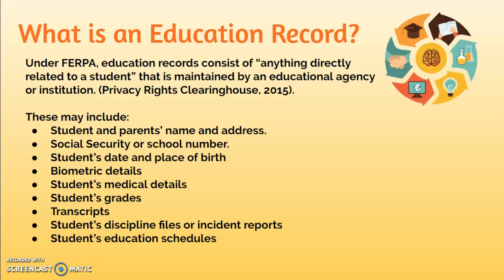What is an education record? So under FERPA, education records consist of anything directly related to a student that is maintained by an educational agency or institution. So these may include student and parent names and address, social security or school number, student date and place of birth, biometric details, students' medical details, a student's grades, transcripts, students' discipline files or incident reports, and a student's education schedules.